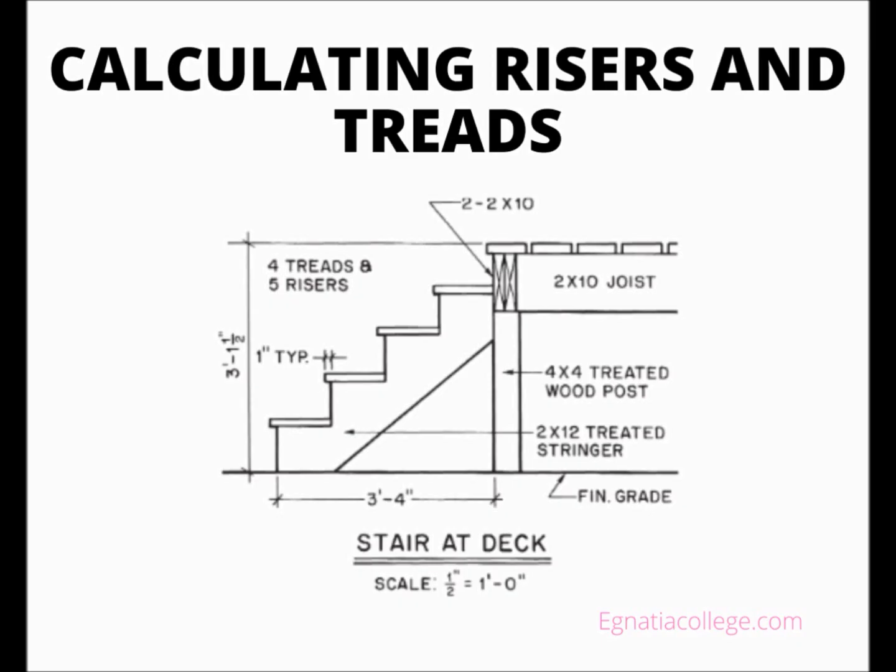The height of the risers can be found by dividing the total rise by the number of risers. In this case, 3 feet and 1/2 inch, or 37.5 inches, divided by 5 equals 7.5 inches. The width of the treads is found by dividing the total run by the number of treads. In this case, 3 feet 4 inches, or 40 inches, divided by 4 equals 10. To calculate the size of the treads and risers in stairs with landings, treat each part as a separate stair. However, the treads and risers should be the same size in each part.